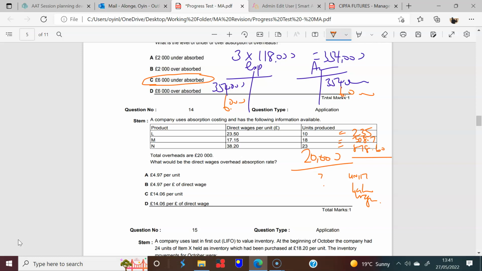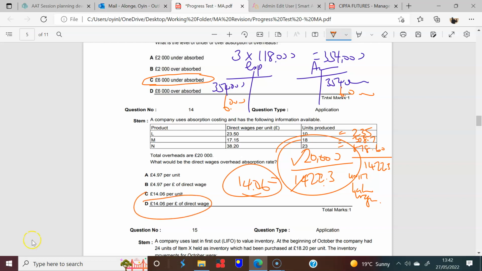So what we're really doing is dividing the absorption cost by the total wage to find what the absorbed cost is per pound of direct wage. If you do that, you get 14 pounds and six. So that takes us to D.